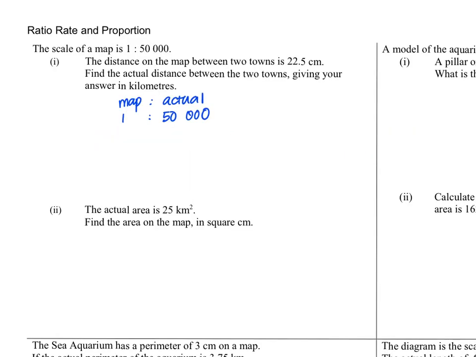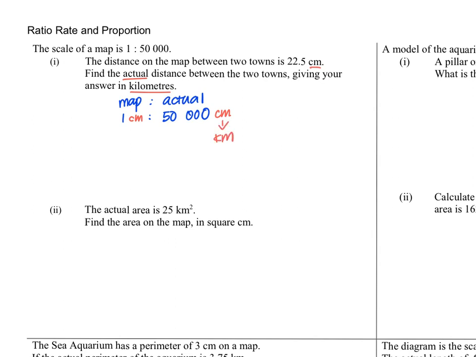Ratio, rate, and proportion. Now we're going to look at the scale of a map down here. It's given to be 1:50,000. So now we start off with no units, so I'm going to add units to it such that it's easier for me to calculate. The distance on the map between two towns is given to be 22.5 cm, so I shall add a cm to the map, and if this starts with the ratio, both of them must be the same. Now next they want to find the actual distance in kilometers, so I'm going to change this unit to kilometers.